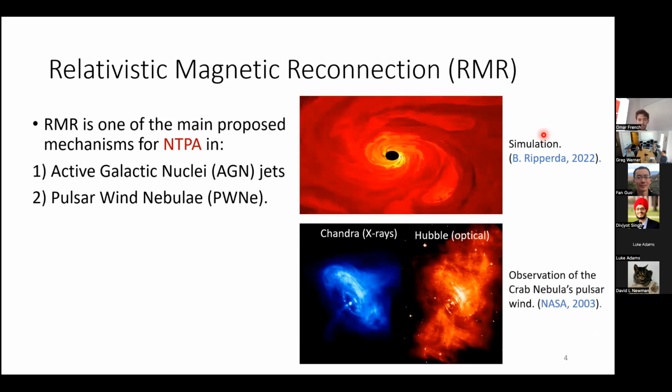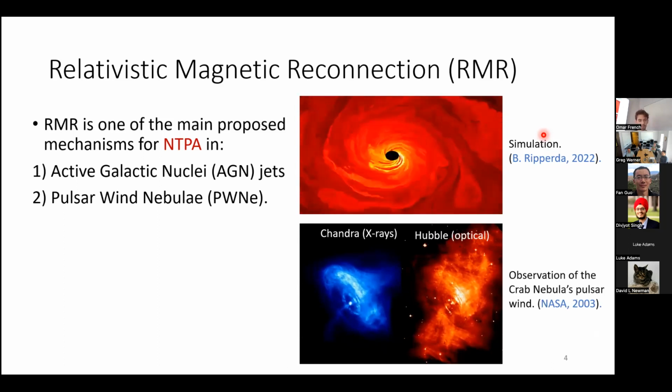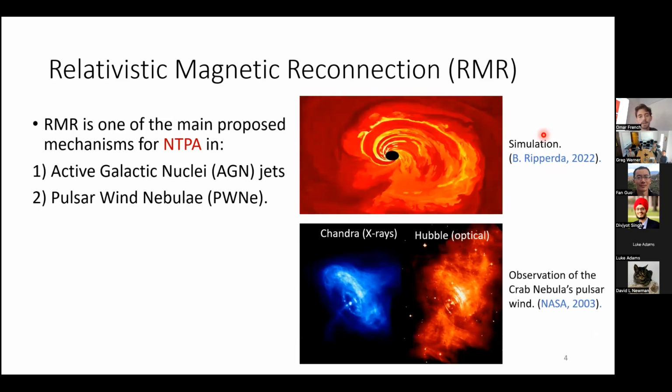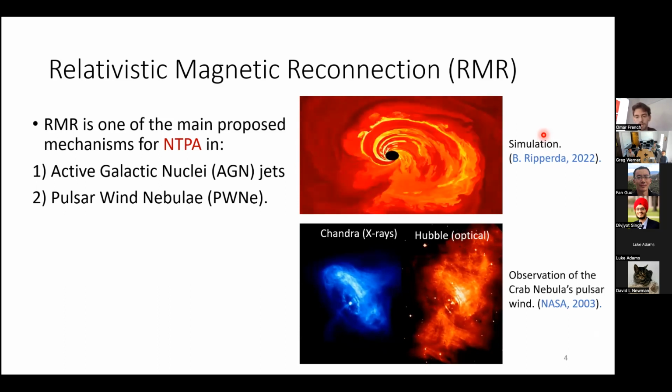And another such system is a pulsar wind nebula. So here's an observation, 2 observations of the Crab Nebula pulsar wind. One is from Chandra, which is in X-rays, and the other is from Hubble. So this movie is from NASA almost 2 decades ago. So in these systems, we have a relativistic plasma, and that's relevant for relativistic reconnection.